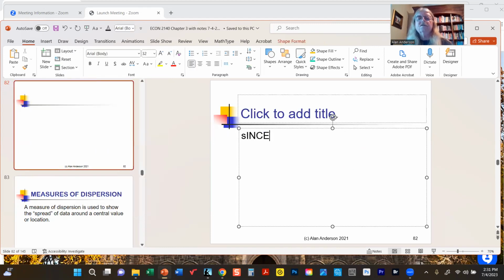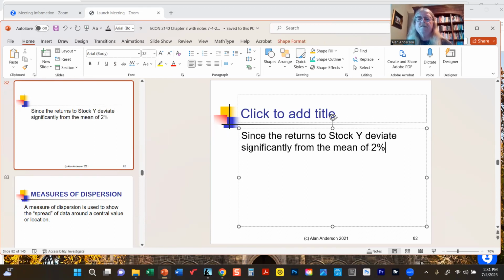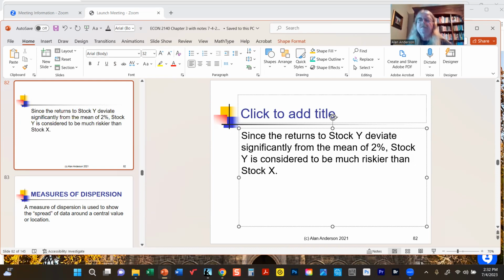So since the returns to Y deviate significantly from the mean, 2%, stock Y is considered to be much riskier than stock X. Now, that means that if they both have the same mean return, everybody will choose stock X because you're getting the same average rate of return.